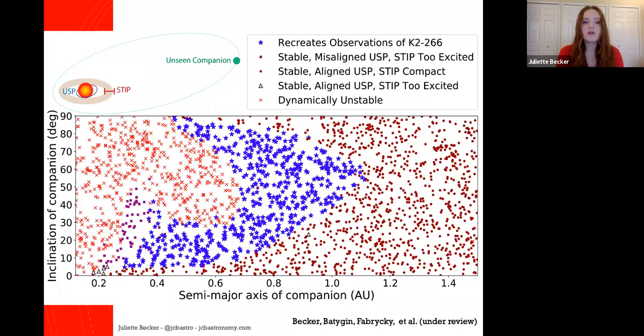In blue, however, are the companions that create just the right dynamical phase space for the ultra-short period planet, so that it remains more strongly coupled to the star than to the outer planet, while the STIP couples more strongly to the star. The result of that is that you can get a mutual misalignment between the ultra-short period planet and the STIP, but the STIP will still precess the disk. So you won't excite mutual inclination between the planets that are a part of the STIP. So this blue regime could work. If a companion existed in any of those orbits, then that could potentially cause the observed geometry.